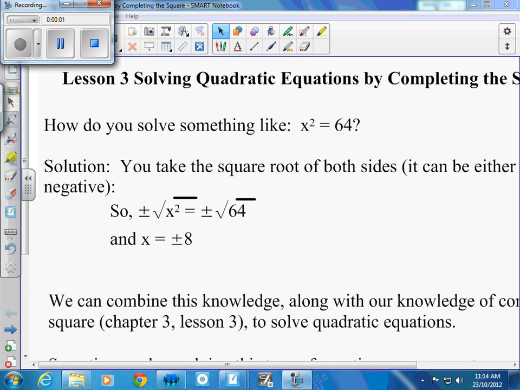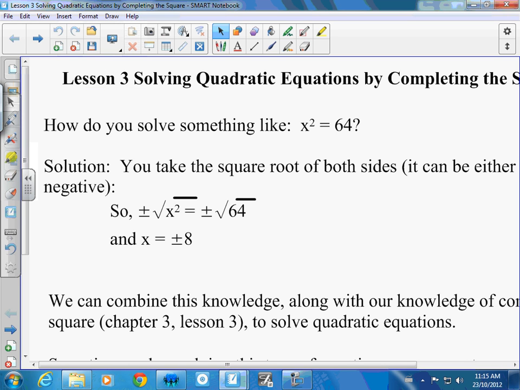Okay, so lesson 3 today, we're doing solving quadratics by completing the square. What we're going to do on Thursday is we'll do solving quadratics by the quadratic formula. The quadratic formula is a really cool formula. It works for everything. But there's sometimes easier ways to complete stuff.